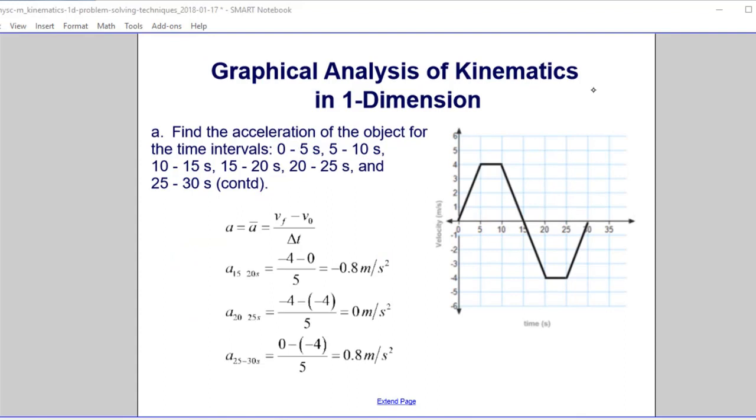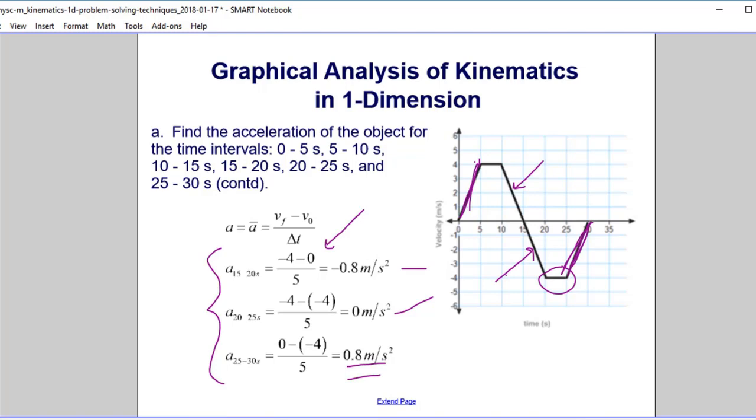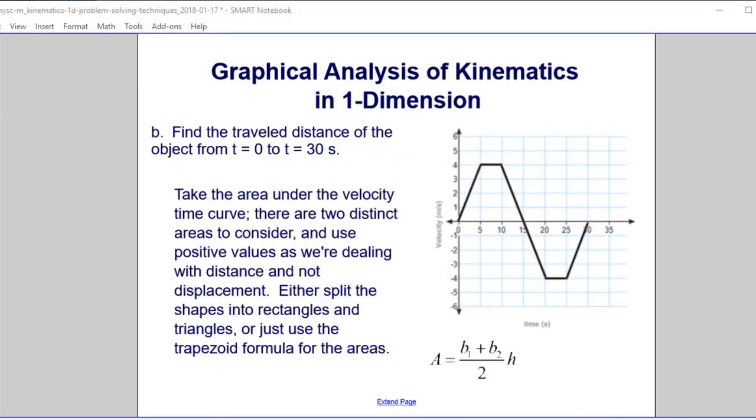We continue. We can either pick off the points like it is done here, or just use a little analysis. Whatever the slope was here, it's going to be the same here for the 15 to 20 interval, so that'll be negative 0.8 again. The slope here is 0. And you can see how this line here is parallel to that one, so it has the same slope, also 0.8 meters per second squared.